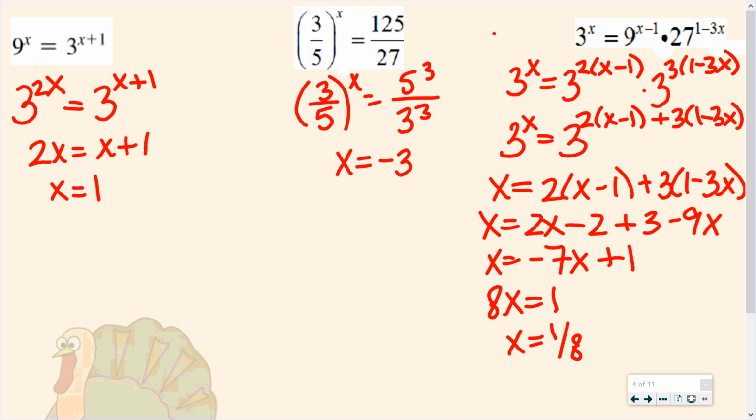Okay. So if you do see you have multiple bases on one side, just use your exponent rules to put them together. Add, subtract, whatever. All right, any questions on obtaining the same base?